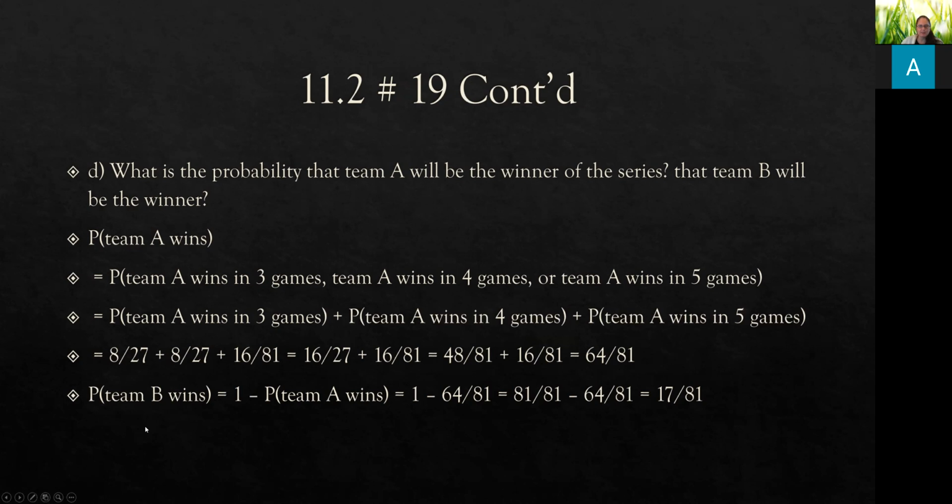The probability that Team B wins, I'm going to use the complement rule. That's going to be 1 minus the probability that Team A wins. We just saw that the probability that Team A wins was 64 81st. So we're going to take 81 81st minus 64 81st, and that gives me 17 81st. Any questions about anything so far?